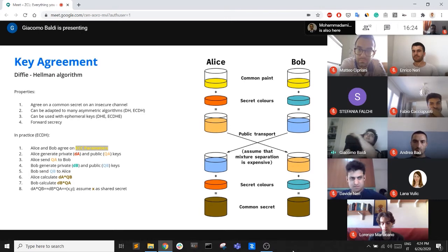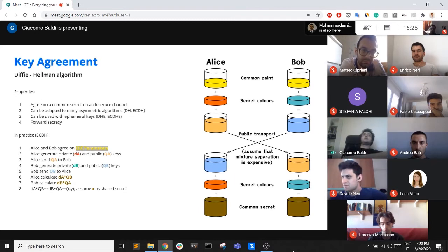This is not really an algorithm. It's a general template that you can adapt for each different asymmetric algorithm. The name of the algorithm is the Diffie-Hellman algorithm. You can find it with RSA, which is called DH, or with elliptic curves, which is called ECDH. You can use this algorithm with ephemeral keys, meaning that some secret material in the algorithm is just used once, and so you have DHE and ECDHE. You see that the acronyms get crazy as you go on.